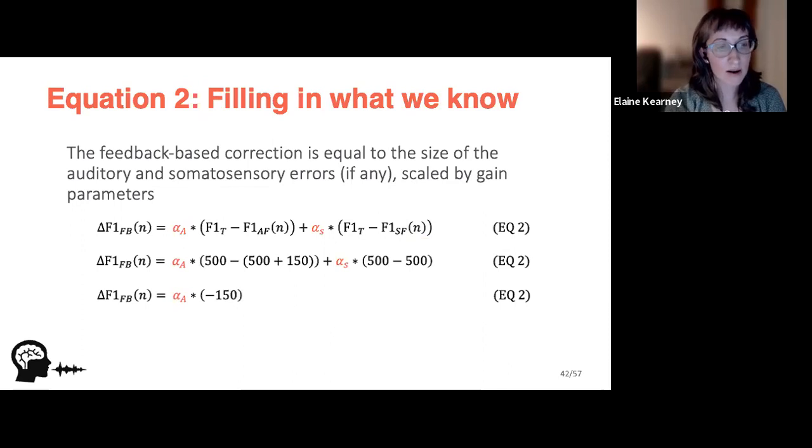Typically, however, people don't fully correct for the error that's detected. They only partially correct for it. And that's where alpha A is going to come in. So we call this a gain parameter. You can also think of it as a scaling factor. So let's say someone corrected for 50% of the error, then this alpha A is going to be 0.5.